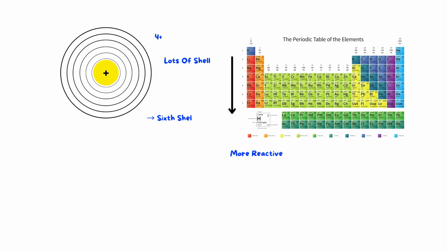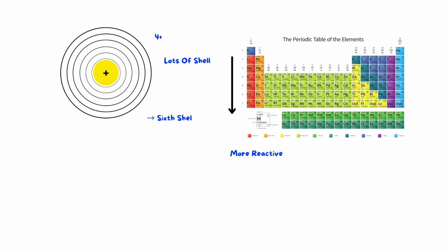Another important trait of metals is that they generally become more reactive as you move down a group in the table. This trend is linked to the number of electron shells the atoms possess. For instance, lead, represented as Pb on the table, has 6 electron shells, meaning its outermost electrons are located quite far from the positively charged nucleus.